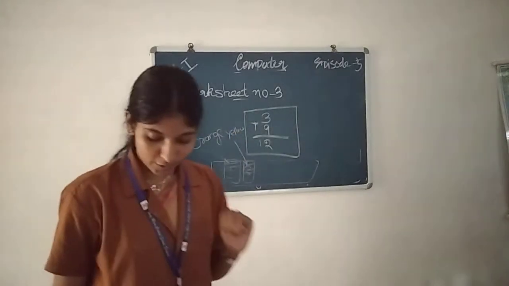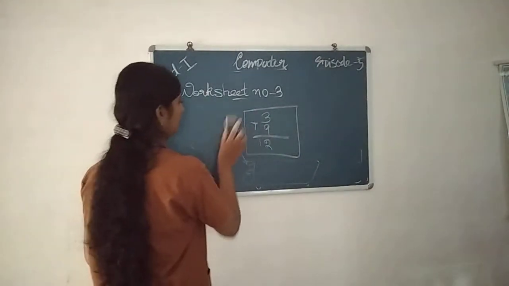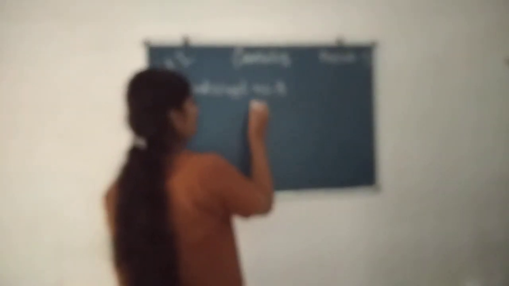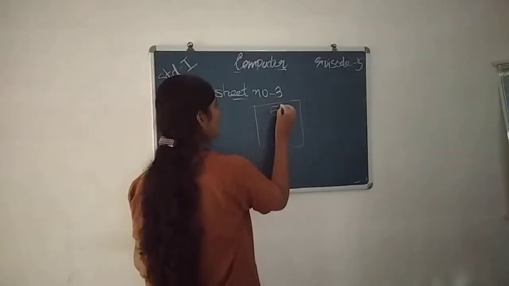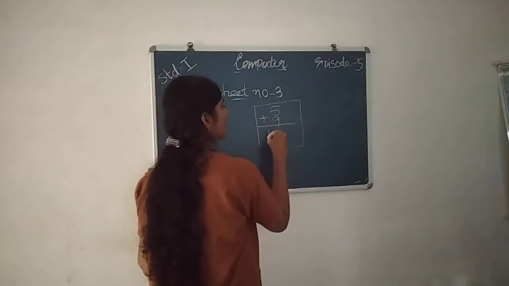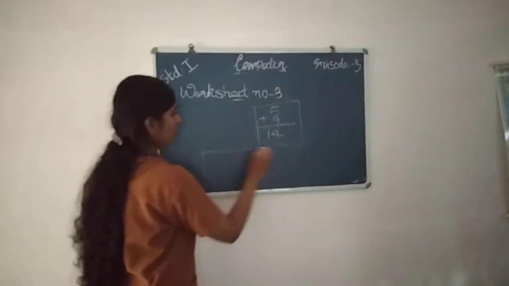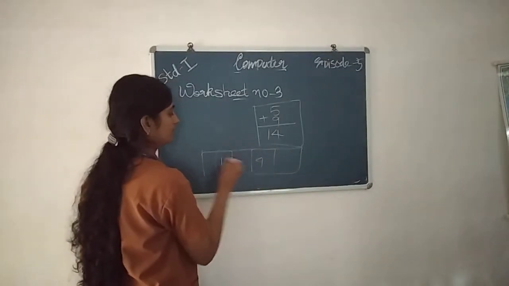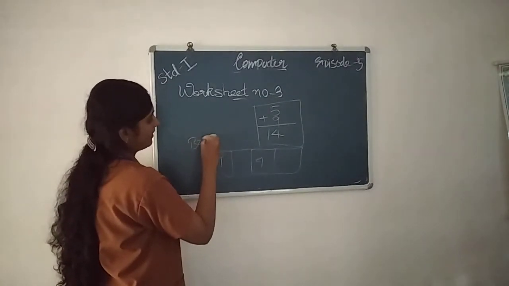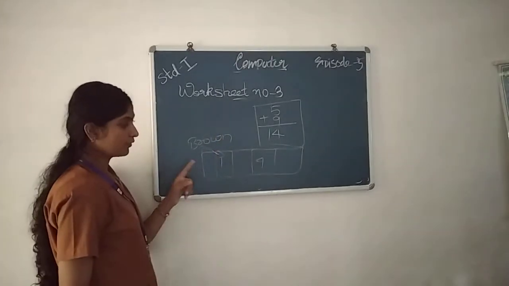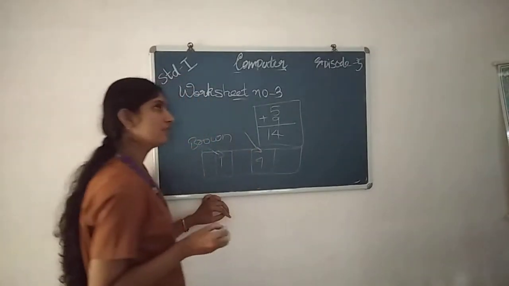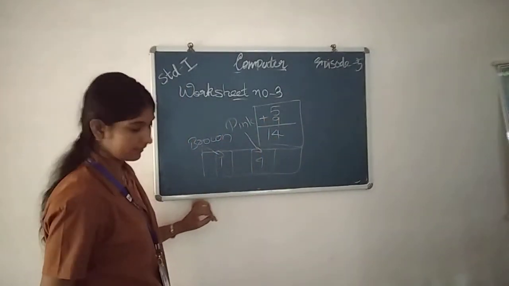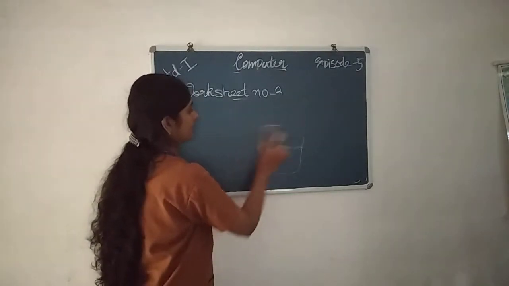Okay. Then fourth question, 5 plus 9. 5 plus 9, what is that? 14. So, color number 1 and then number 4. We can color brown for number 1 and then pink for number 4. Okay. So this is worksheet number 3.